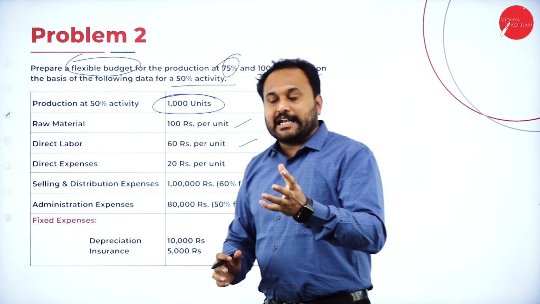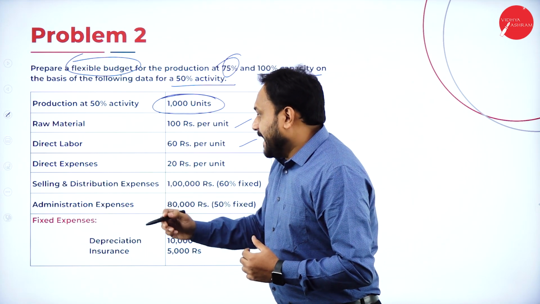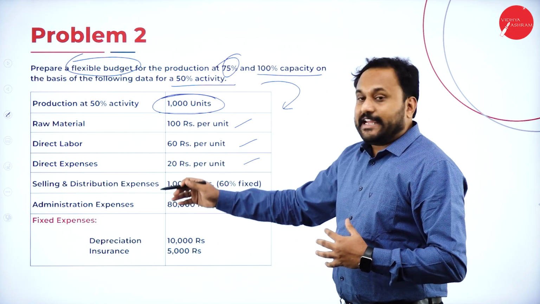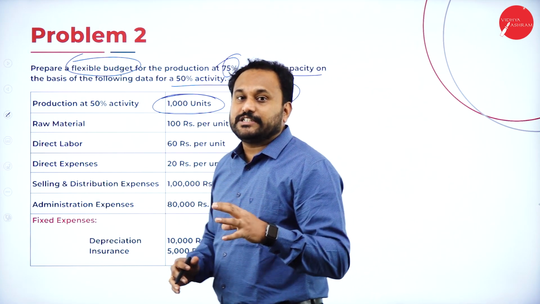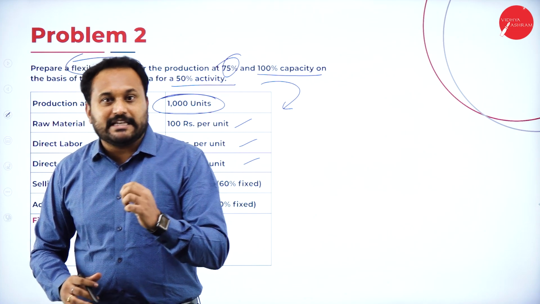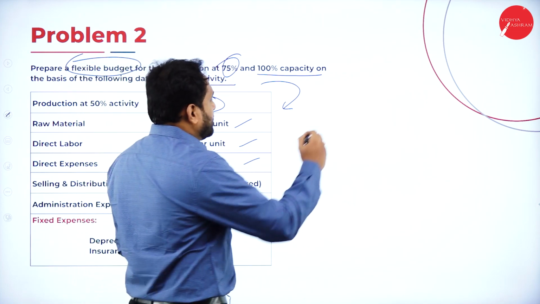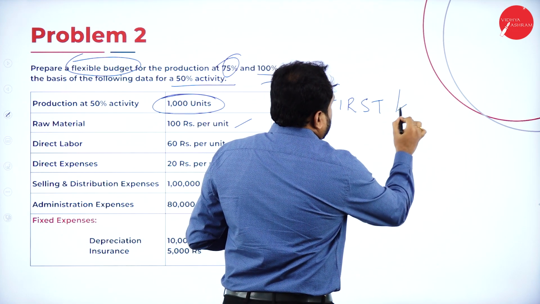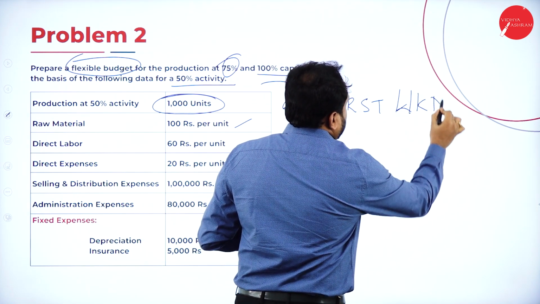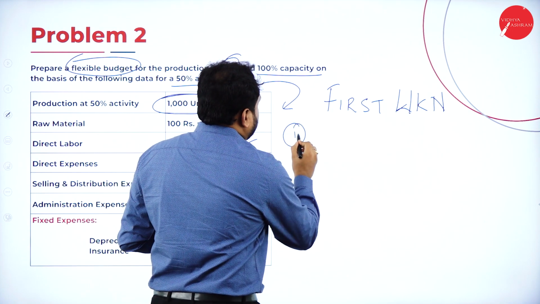You need to know what exactly is given. Direct expenses is 20, selling and distribution expenses, yes. Now here is the working note which actually goes. So we'll go step by step. The first working note, I'll just show it to you here. The first working note. What is the first working note?